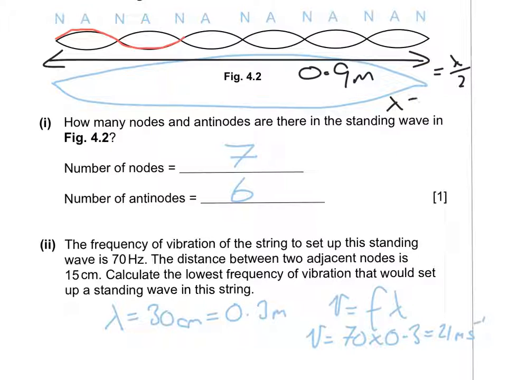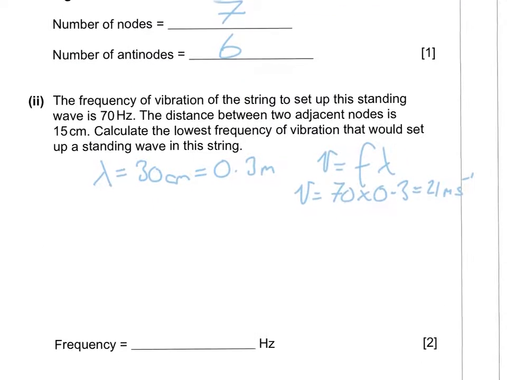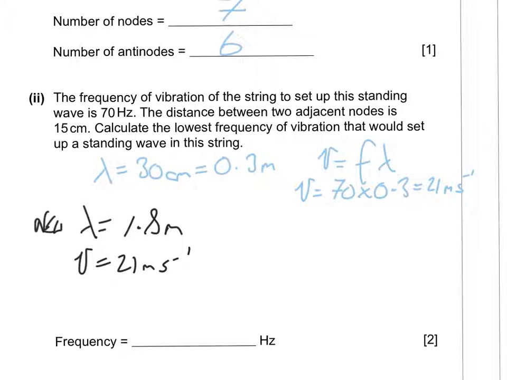So lambda for the lowest frequency is going to be 1.8 of a meter, and we use that with the speed of the waves of 21 meters per second to get a new frequency. So we've got a lambda of 1.8 meters, and V will still equal 21 meters per second. So F will be V over lambda. And that works out at 11.6 repeating, so we just round that up to 11.7 hertz. Okay.